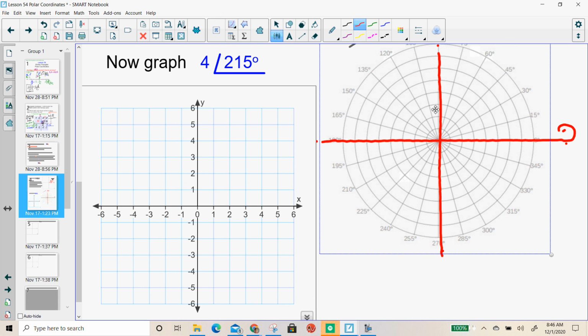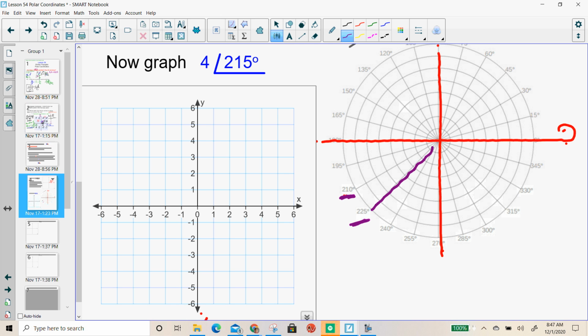So if we wanted to do 215 degrees, we'd think, okay, 0 to 90 is in the first quadrant. 90 to 180 is in the second quadrant. So I need to be between 180 and 270 degrees. So if I wanted to, I could look over here at this polar grid. So here's 210. 225 is right at halfway between. So I'm not quite going to be halfway into that third quadrant. So I'm going to draw something that kind of looks about like this. And I'm going to say that's about 4 units long.